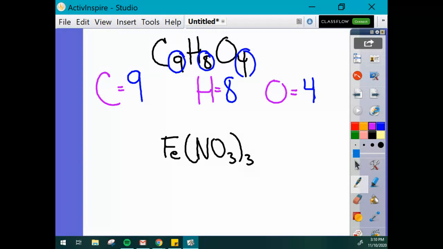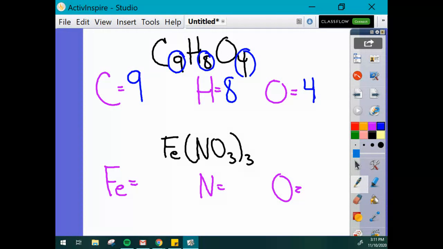Let's look at another problem below. Our next one says Fe(NO3) with 3 as a subscript underneath that. Now this one's a little more difficult, but we can start the same way we did with our previous example. I'm going to list out the elements I have in my molecule: iron, Fe, nitrogen, and oxygen. And just like I did before, I want to look at our subscripts first.